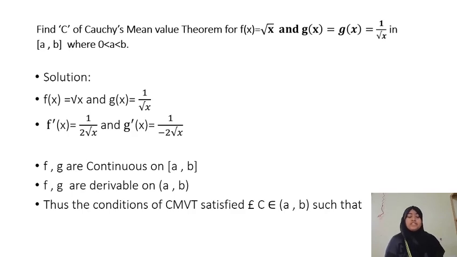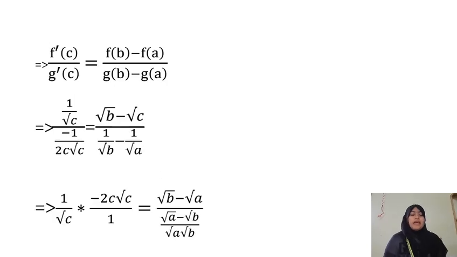So we check the continuity and differentiability of these two functions. They are continuous on the closed interval [a, b] and they are differentiable on the open interval (a, b). Thus the conditions of Cauchy's mean value theorem are satisfied, then there exists c belongs to (a, b) such that f dash of c by g dash of c equals f of b minus f of a by g of b minus g of a.